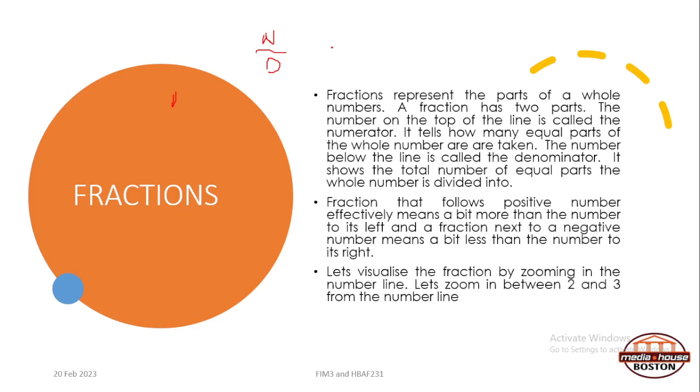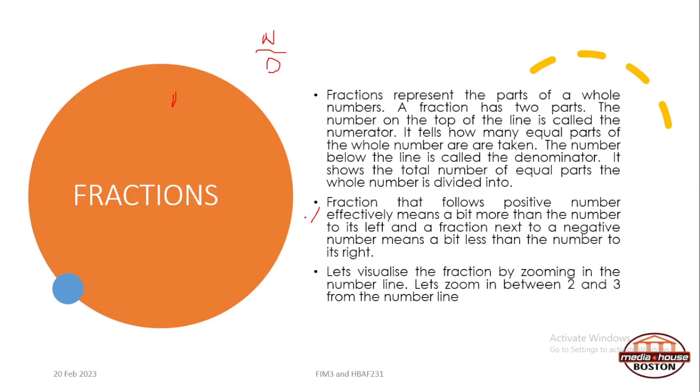So which will be an integer, which is a whole number. It continues to say that a fraction next to a positive number effectively means a bit more than the number to its left, and a fraction next to the negative number means a bit less than the number to the right.